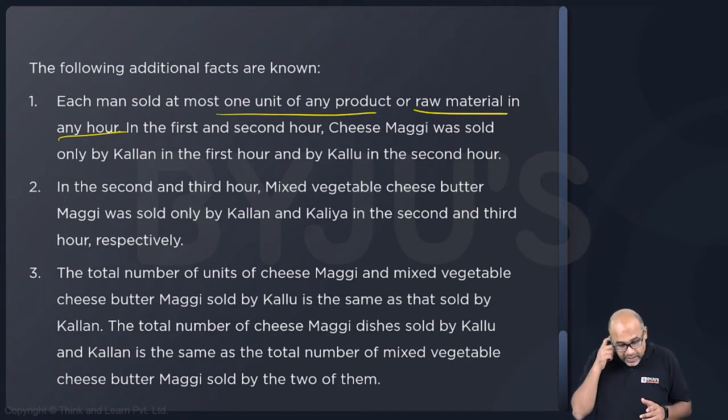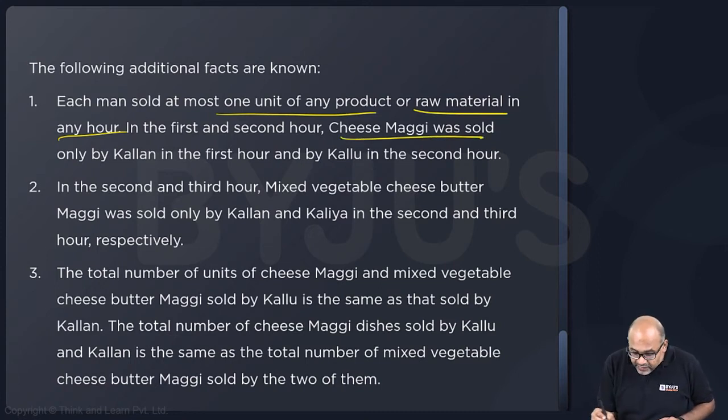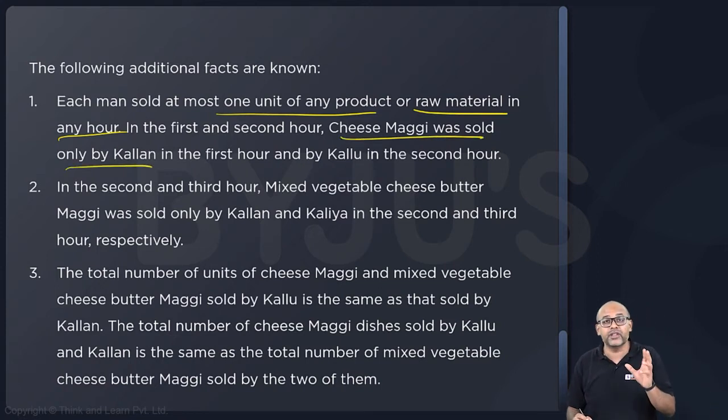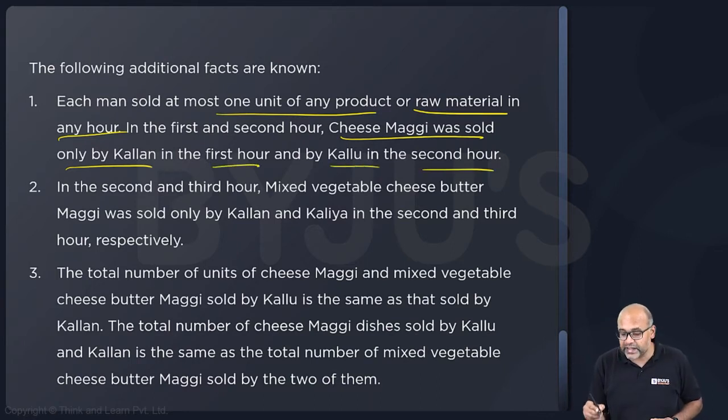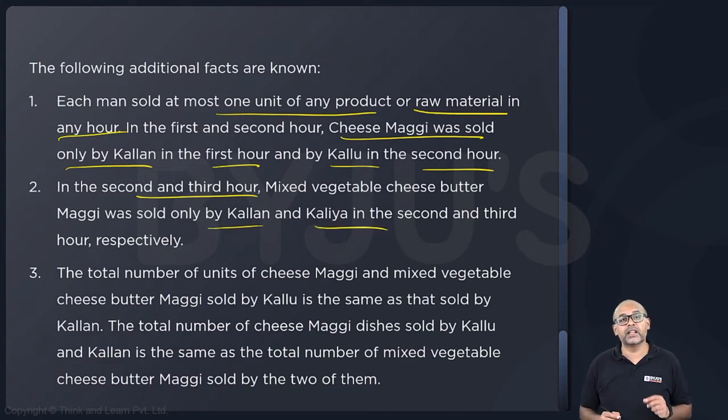That's what it means. In the first and second hour, cheese Maggi was sold only by Kallan in the first hour and Kallu in the second hour, which means cheese Maggi was not sold by the 3rd person in the first 2 hours. Similarly, in the second and third hour, mixed veg Maggi was sold only by Kallan and Kalia respectively. So it was not sold by Kallu in the second and third hours. It was sold only by these two gentlemen.